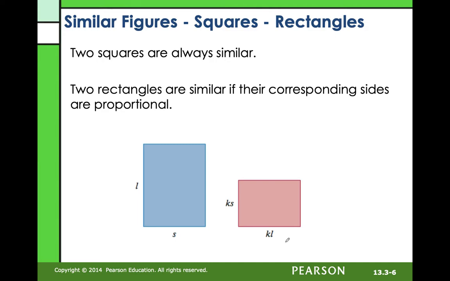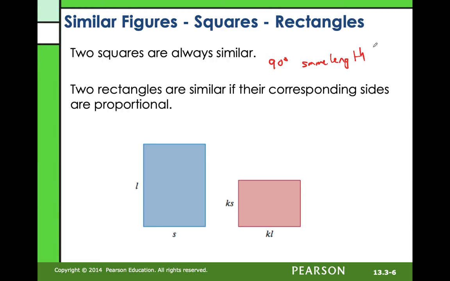When we talk about similar figures, we can also talk about squares and rectangles. For instance, two squares will always be similar. If you think about two squares, every single angle is going to be 90 degrees, and all sides are the same length. And so really, with squares, pretty easy to make that jump to saying that all squares are similar.